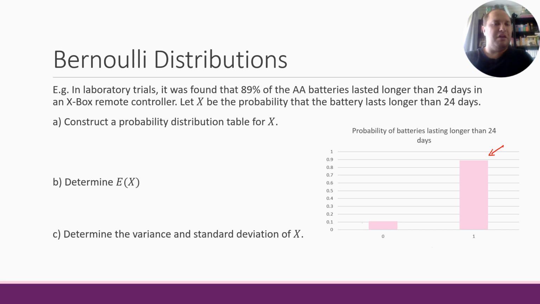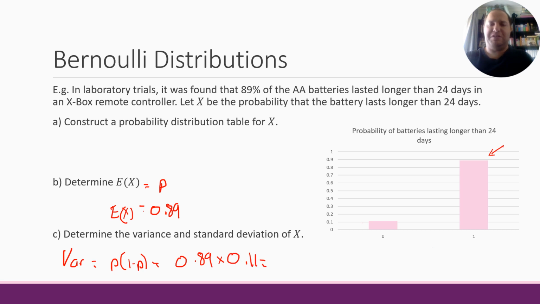Reasonably straightforward. Determine E of X. Remember that E of X for a Bernoulli distribution is just equal to p. What's the probability of the event happening? So in this case, E of X is going to be 89%, 0.89. For the variance, our formula is p(1 minus p), which is 0.89 times, and remember 1 minus p is just the probability of it not happening. If there's an 89% chance of happening, there's an 0.11 chance of not happening.